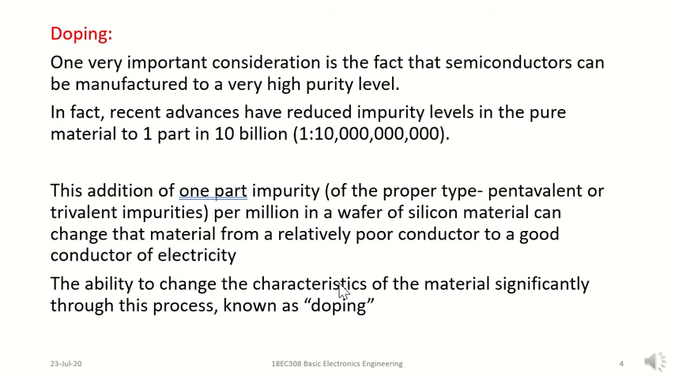This ability to change the characteristics of a material significantly through this process is known as doping. What is doping? Doping is the process of adding impurity to change a poor conductor to a good conductor of electricity. That is, we are converting a pure semiconductor into an impure semiconductor, or technically speaking, an intrinsic semiconductor into an extrinsic semiconductor.